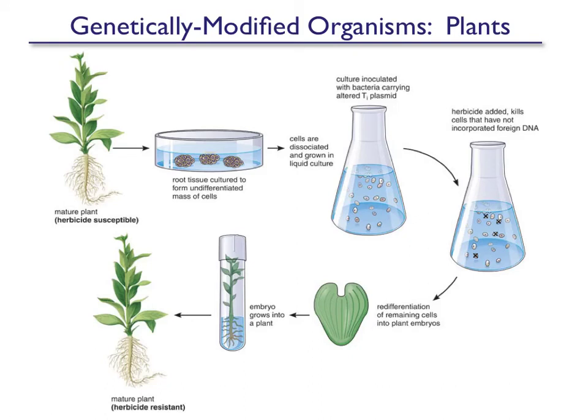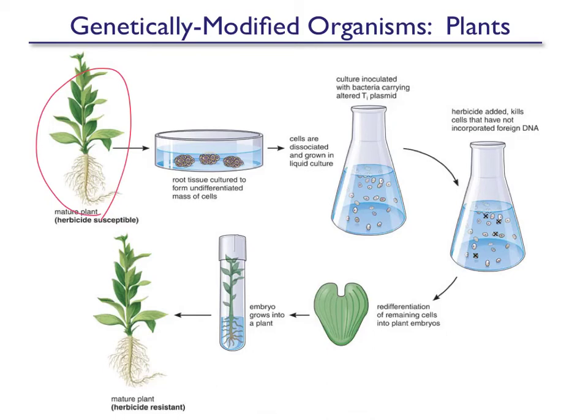Just to give you an example of how a plant might become genetically engineered, we've seen how bacteria can take up plasmids from the environment, but plants are a little different. Here what we have is a mature plant that is susceptible to an herbicide. So herbicides kill weeds. In this case, it can kill any plant. The idea is to make this plant resistant to this particular herbicide. So let's say you're growing corn in the field and a lot of weeds are growing around it. If your corn was resistant to an herbicide, you can spray the herbicide on the field, kill all the weeds around it, and then your corn wouldn't be harmed.